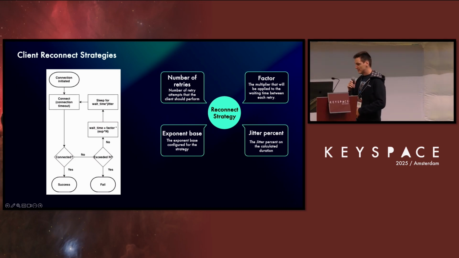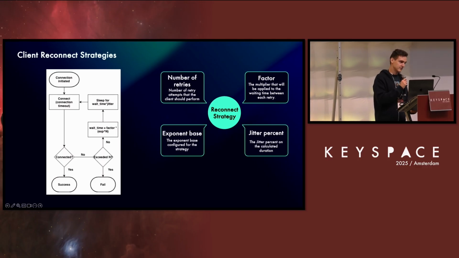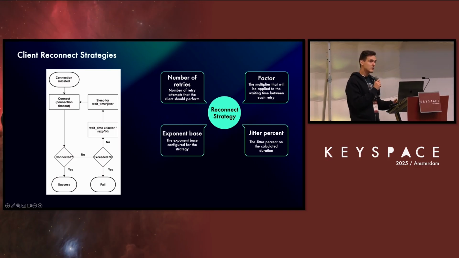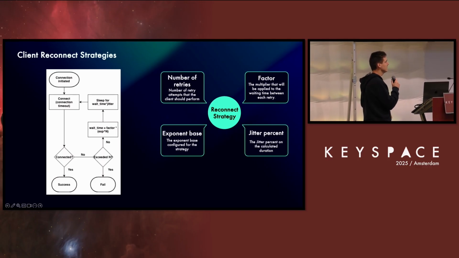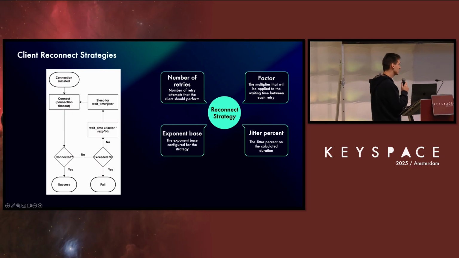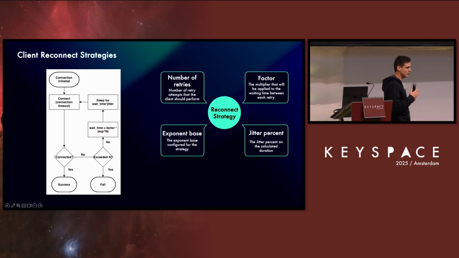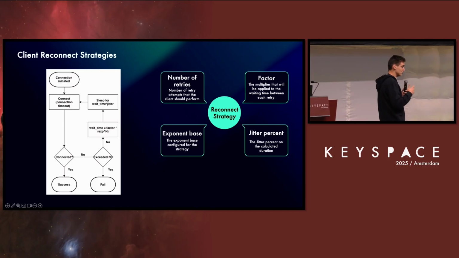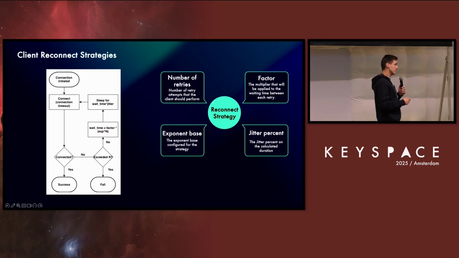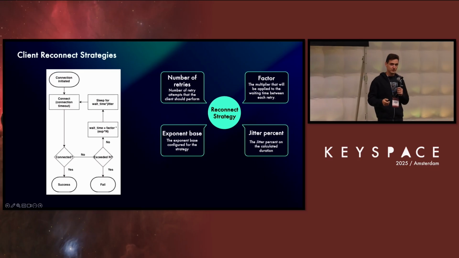And the interesting part is the jitter. Jitter is a randomness component. Instead of a fixed timeout, it allows us to use some randomness around it. So for example, instead of waiting for, I don't know, 2 seconds, we wait a little bit more or a little bit less, depending on the random value.